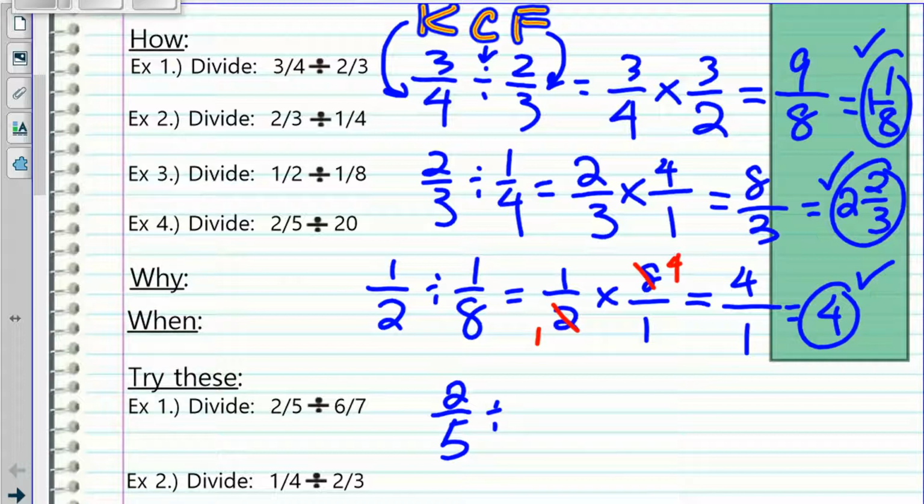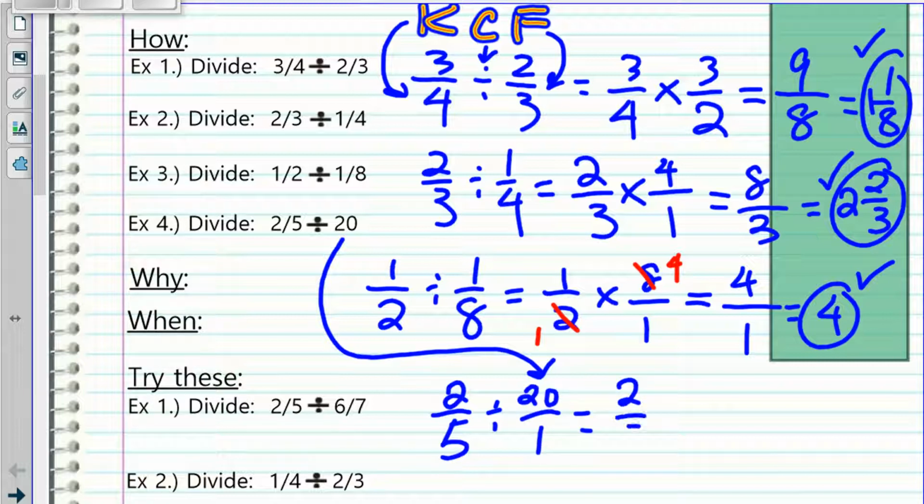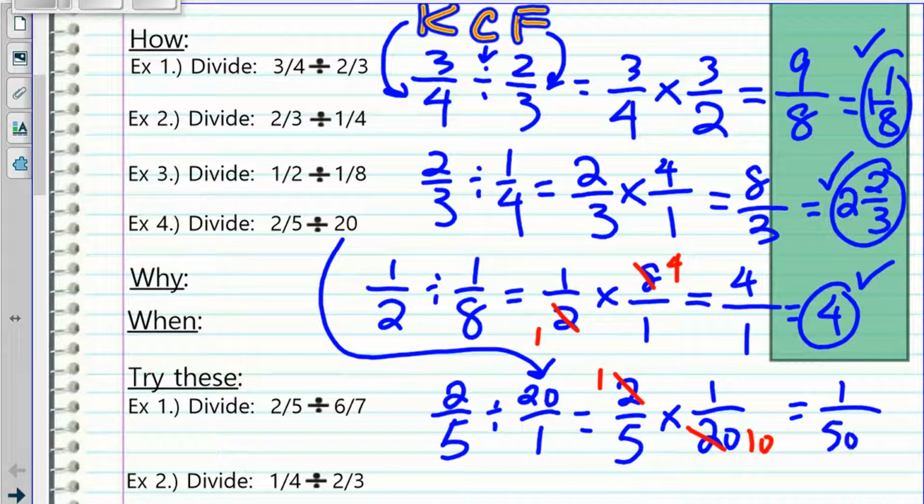All right, last one. Divided by 20. Now, think of 20 as a fraction. What is 20 as a fraction? Yep, 20 over 1. So let's keep, change, flip. We can cross cancel here. Nice. 1 times 1 is 1. 5 times 10 is 50. 1/50.